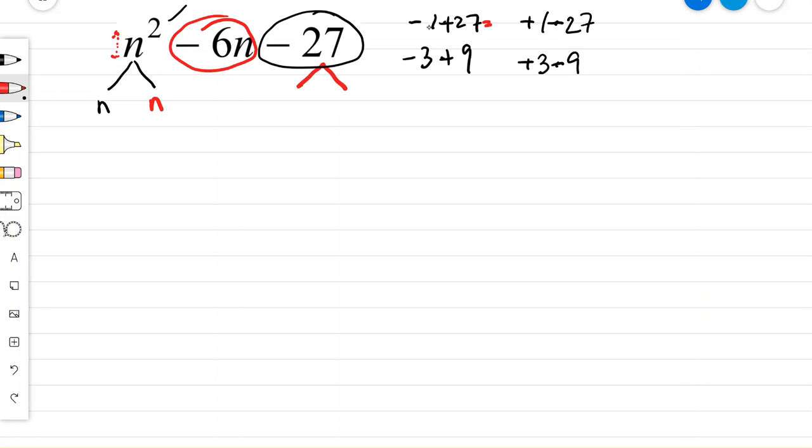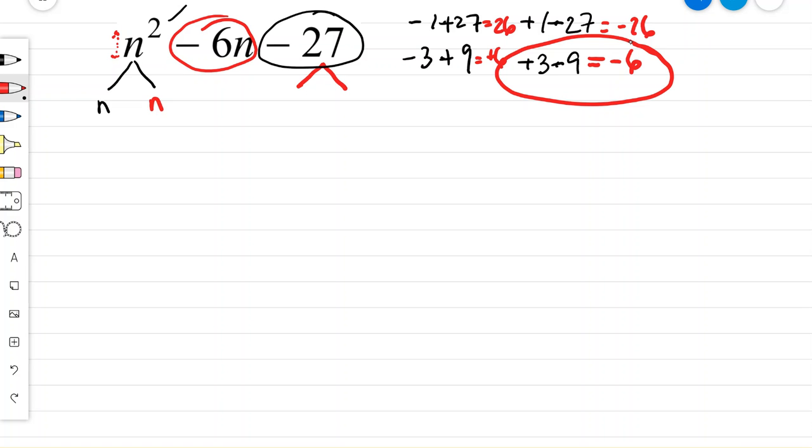So if I combine a negative 1 with a positive 27, I get positive 26. I combine a negative 3 with a positive 9, and I get a positive 6. I combine a positive 1 with a negative 27, I get negative 26. And when I combine a positive 3 with a negative 9, I get a negative 6. Which one do we want? Well, we want this one. So the only combination that will work will be the negative 9 and a positive 3. That's it. No other combination will work.